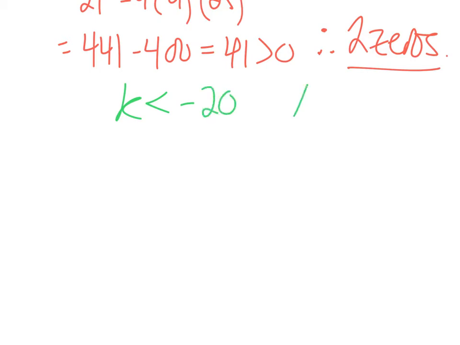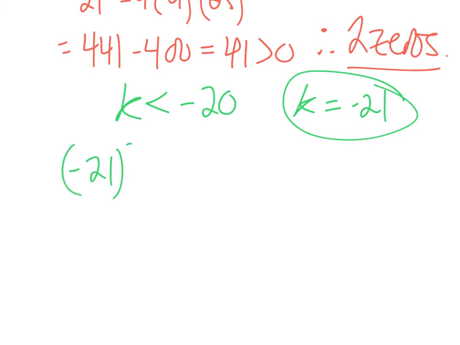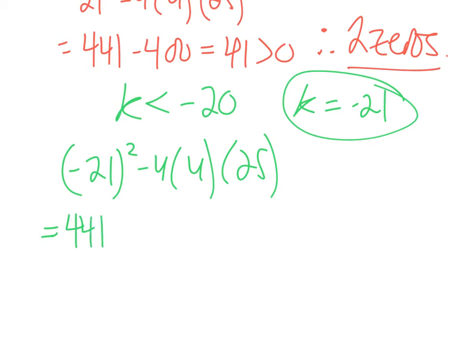So we can go with a value of negative 21. That's less than negative 20. And subbing that into our discriminant, negative 21 squared minus 4 times 25 is going to lead us to the same answer, since positive or negative 21 squared will equal 441 minus 400, which equals a positive 41, which is greater than 0. And same conclusion, therefore we have two zeros.